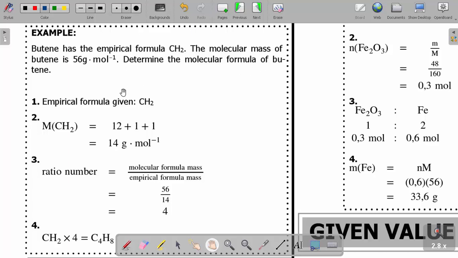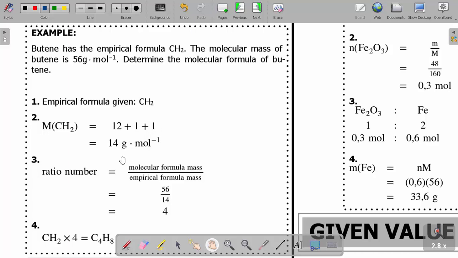Then the molecular mass of butene is 56. Okay. Now they want the molecular formula of butene. So the empirical formula given to us is CH2. What about the molar mass for CH2? It's going to be 12 for carbon. But now there are two hydrogens, so it's 1 plus 1, which gives us 14 grams per mole.